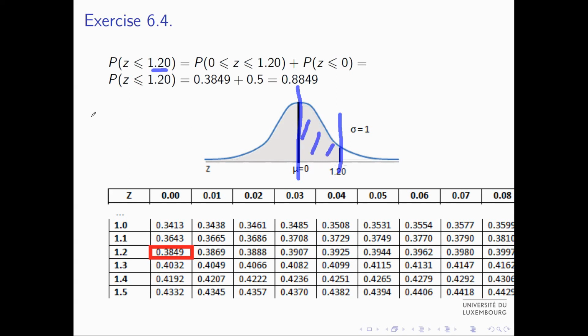So we subdivide it into two parts. We find one area under the curve, which is equal to 0.5, if you remember. And the other area under the curve you find from the table, from this intersection. And you just sum it up, and you get the final answer that this probability is equal to 88%.